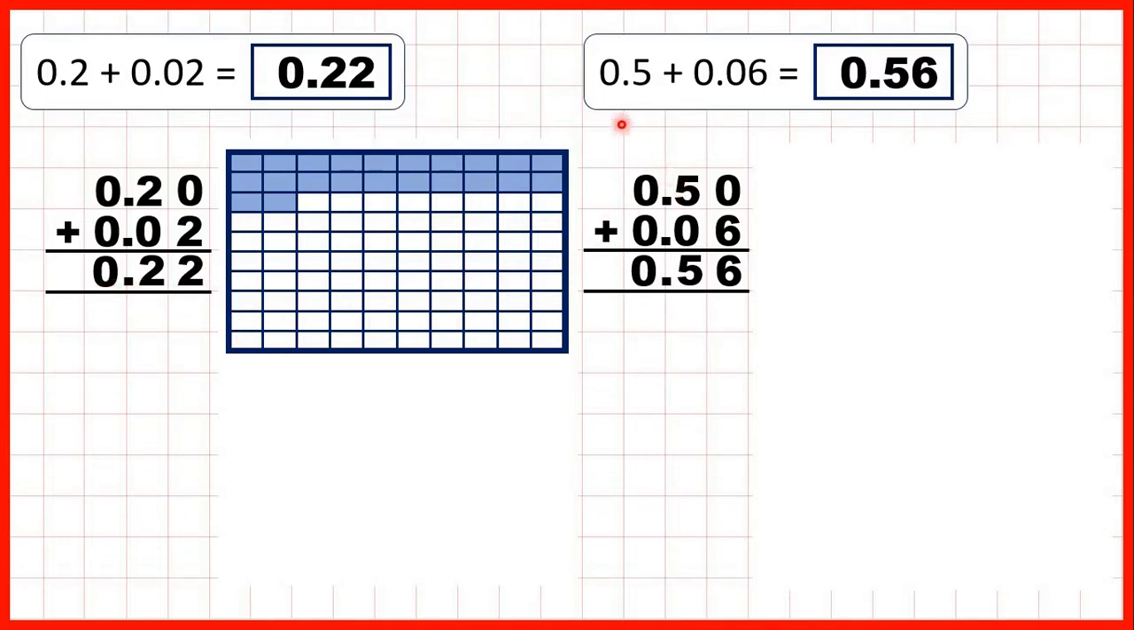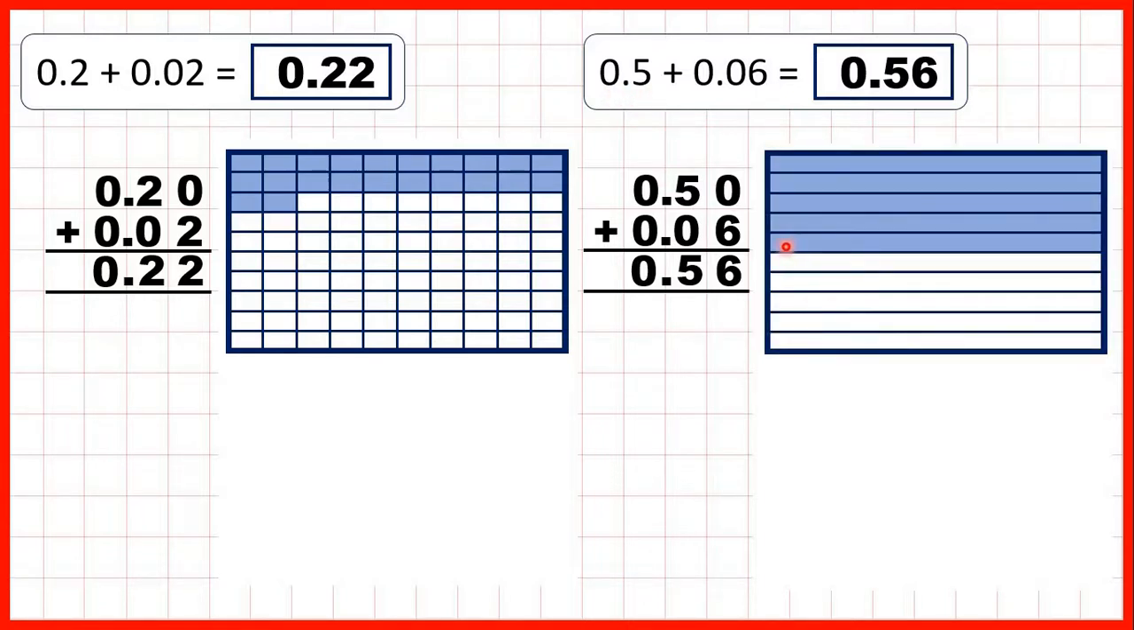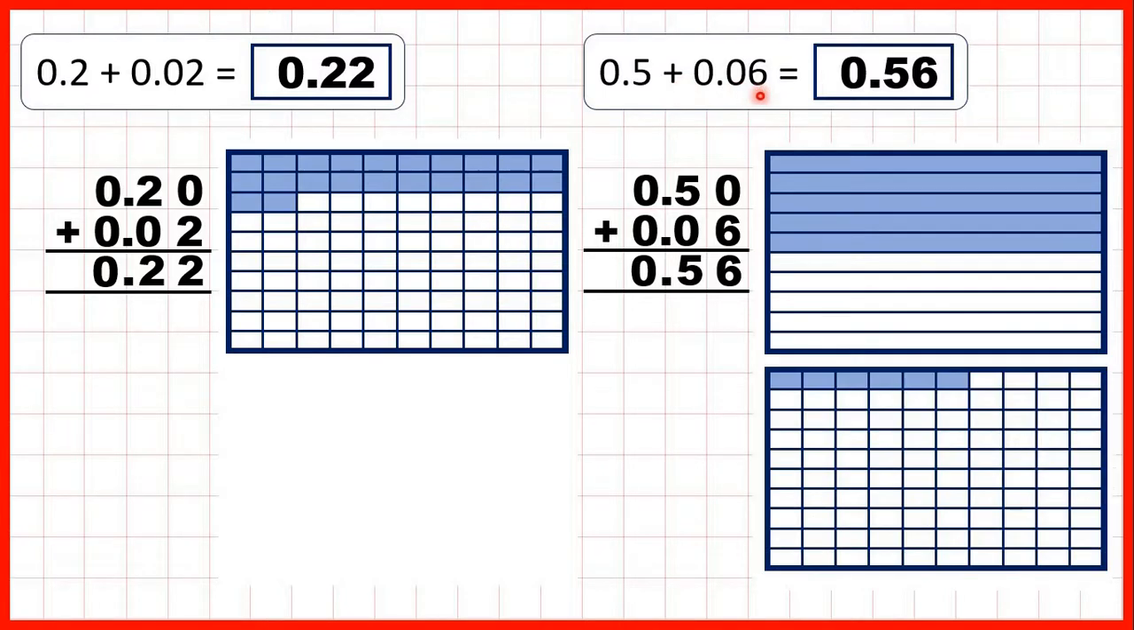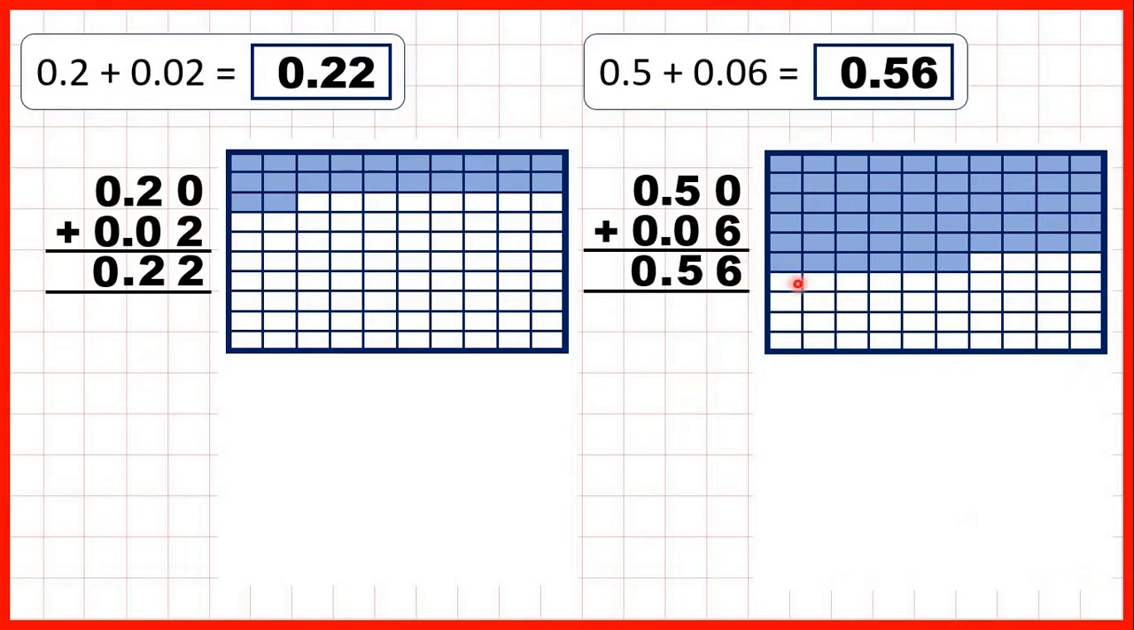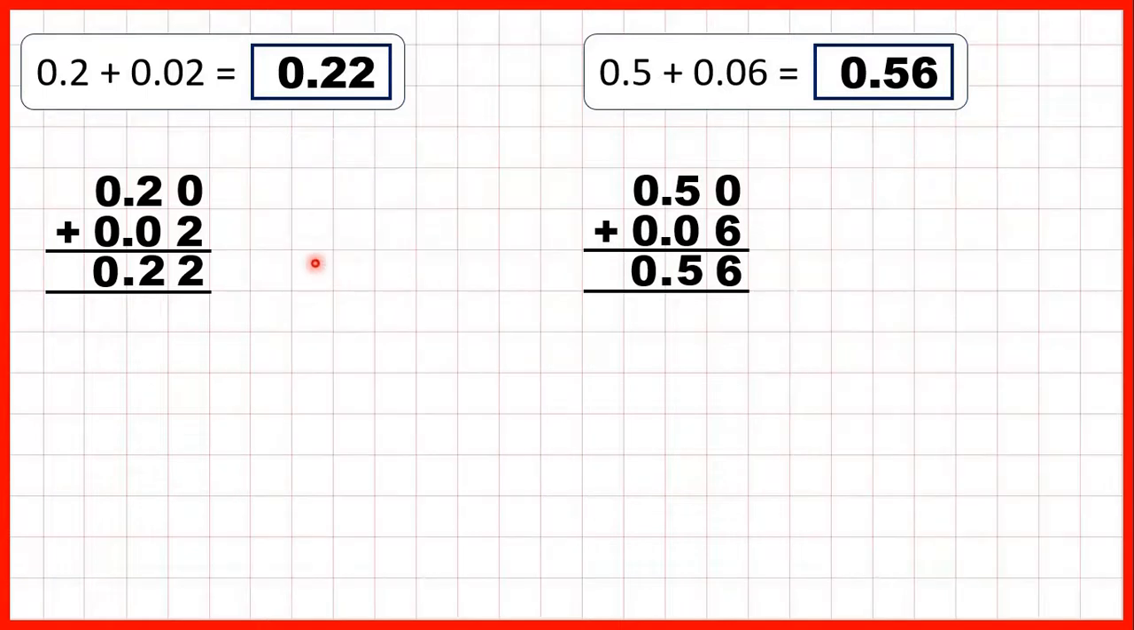Now for this question, we started with 0.5, so that's 5/10, and we were adding 0.06, so that's 6/100ths. 5/10 is the same as 50/100ths, and when we add the 6/100ths, we get 56/100ths, or 0.56. We can also show the addition using place value counters.